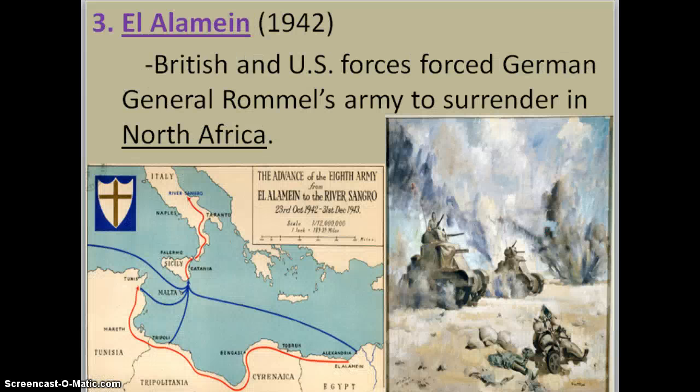In 1942, you had the Battle of El Alamein, which was in North Africa. The British and U.S. forces defeated German General Rommel's army in North Africa. A lot of people don't realize that World War II was fought on the shores of North Africa also.